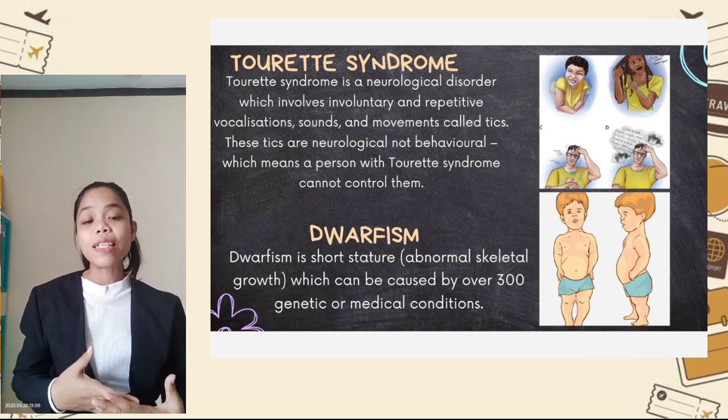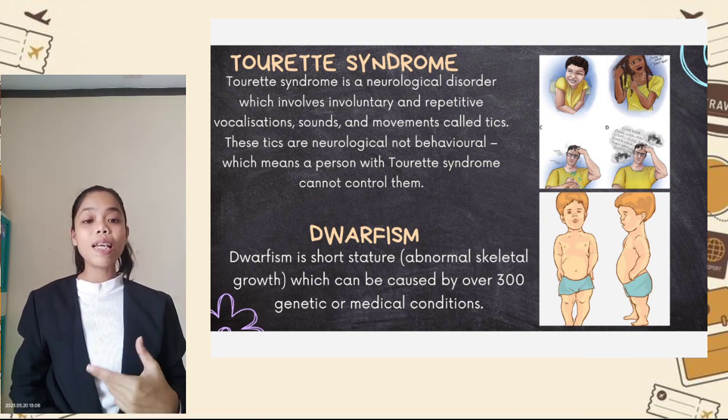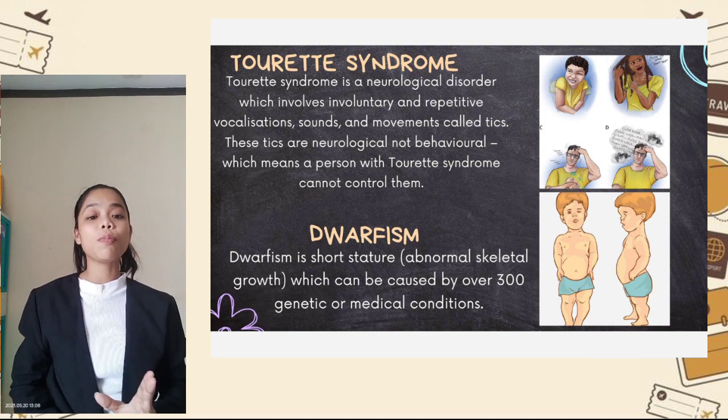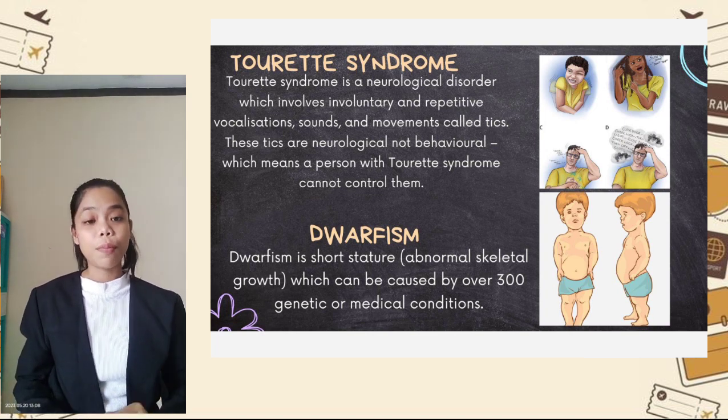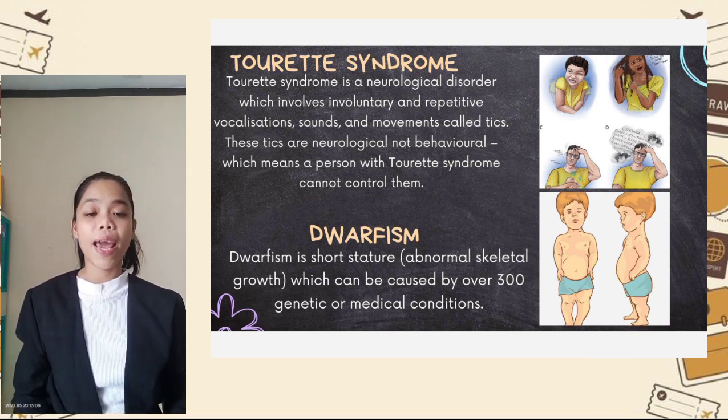So when we say vocal tics, it can include sniffing, throat clearing, tongue clicking, grunting, or more rarely blurting out socially unacceptable words or phrases. And when we say motor tics, it can include eye blinking, shrugging, nose twitching, head jerking, facial expressions, touching objects or people, spinning around, imitating someone else's actions, or jumping up and down.